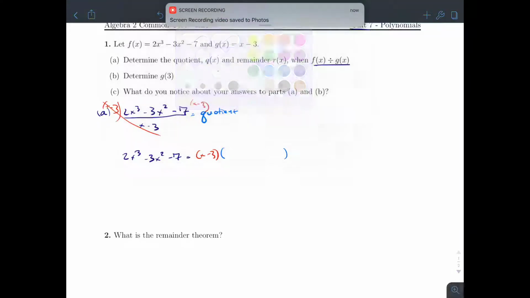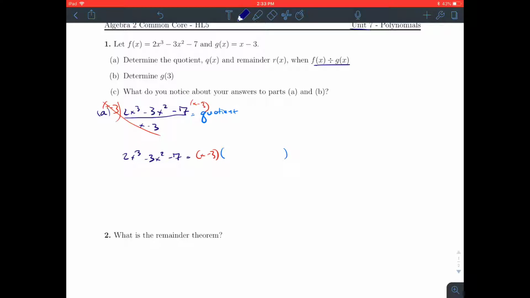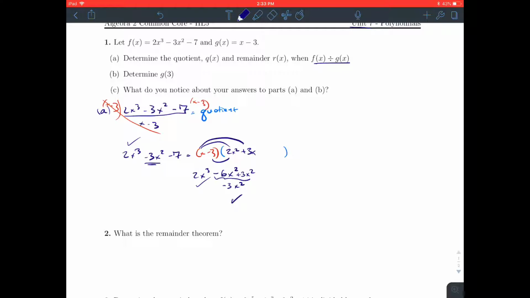So figuring this out, we've got 2x squared here. X times 2x squared is 2x cubed. That works. But when we put the 2x squared here, that also gives us negative 6x squared. We want negative 3x squared, so we need to have an x term. That next term has got to give us, in combination, negative 3x squared. So it looks like we need to have a positive 3x here, so that when we do x times 3x, it gives us positive 3x squared. That gives us, in total, negative 3x squared.